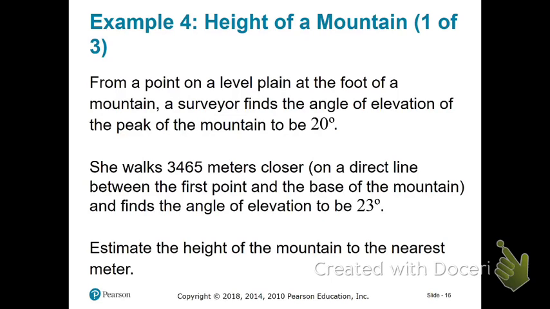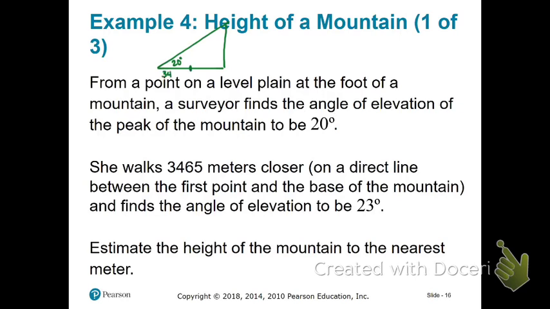All right, so it says on here that first she just looks up at the top of the mountain and the angle of elevation is 20 degrees, right? So she's looking at the mountain. Angle of elevation here is 20 degrees. Then she walks 3,465 meters closer. So she's going to come up to this point here.